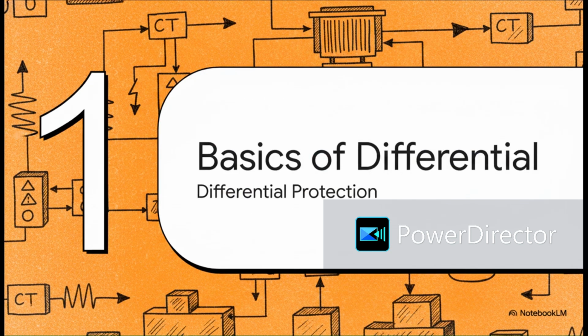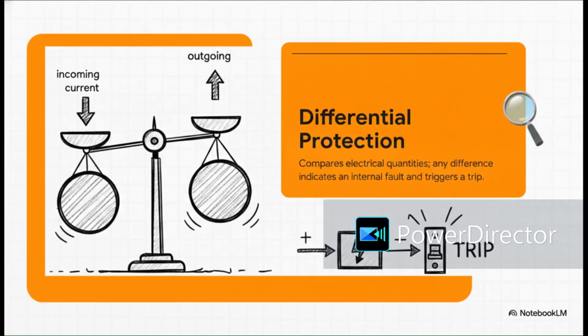All right, Section 1, Basics of Differential Protection. You can think of differential protection kind of like a perfectly balanced electrical weighing scale. It compares two electrical quantities, specifically the incoming current entering the transformer's winding and the outgoing current leaving it. The golden rule here is incredibly simple. During normal, healthy operations, what goes in must exactly equal what comes out. If there's any difference, a differential, the relay detects it and instantly triggers a safety trip.